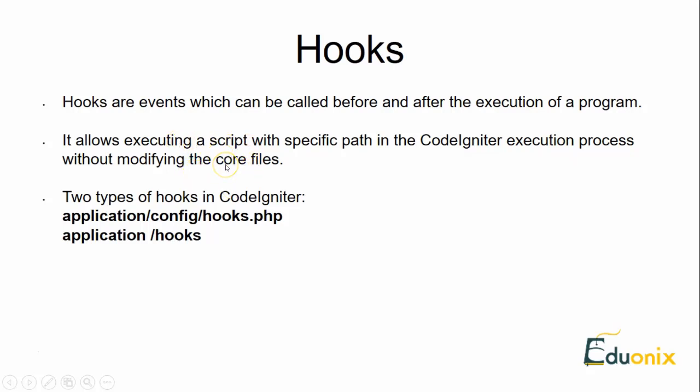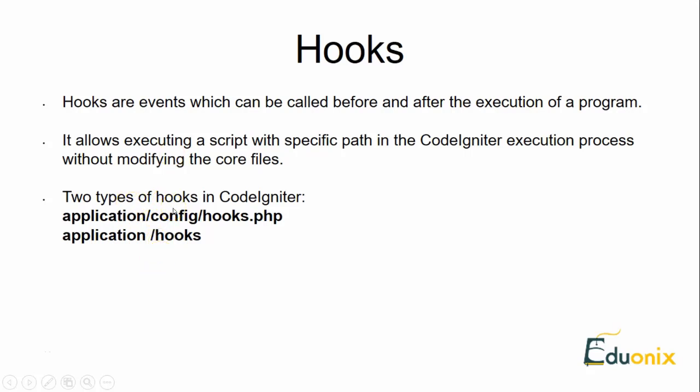Core files here come from the perspective of a controller, a model, and so on. But in CodeIgniter, the hooks, which are nothing but events, consist of two basic types. One is the one present in application/config/hooks.php. The other one is in application/hooks. So there are two basic types which we can see here.